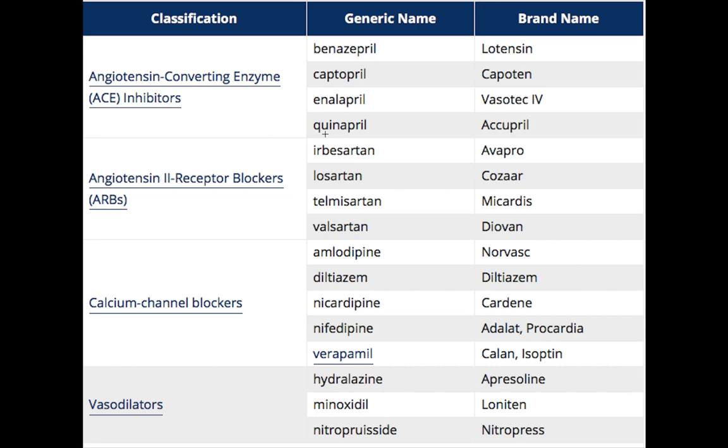The next factor is that these ACE inhibitors let in an increased level of bradykinin, which will stimulate coughing in patients. And these ACE inhibitors and ARBs must be avoided in pregnancy.